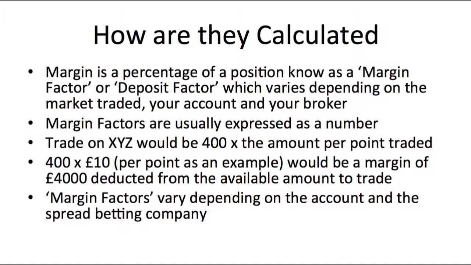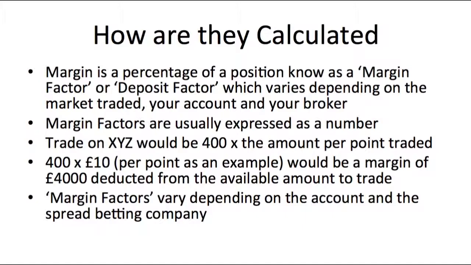If you were trading £1 per point, then obviously that would be £400. If you were trading 50p per point, then that would be £200, and so on. So these margin factors vary depending on the account and the spread betting company you use.